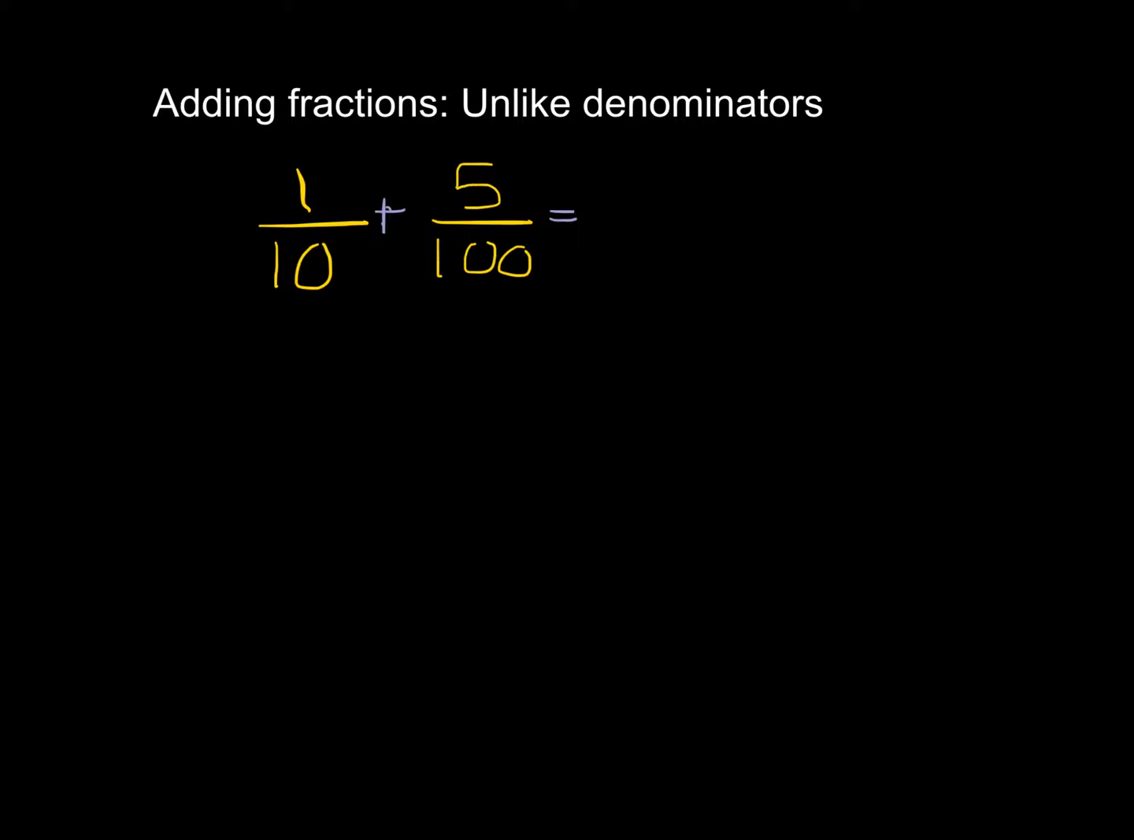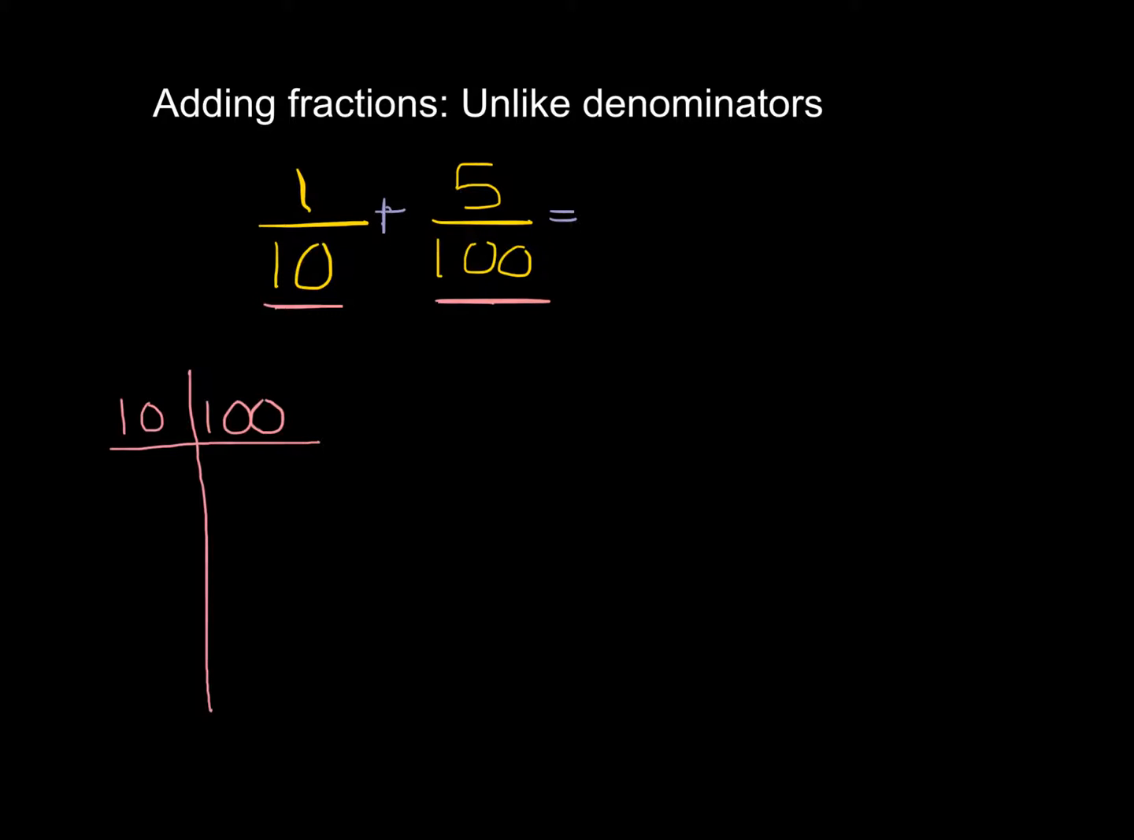We see our denominators are not the same. We have one that's 10 and one that's 100. We cannot do anything until the denominators are equal to each other. So what we need to do is find the least common multiple of 10 and 100. In order to find our common denominator, we're going to have to find the least common multiple.